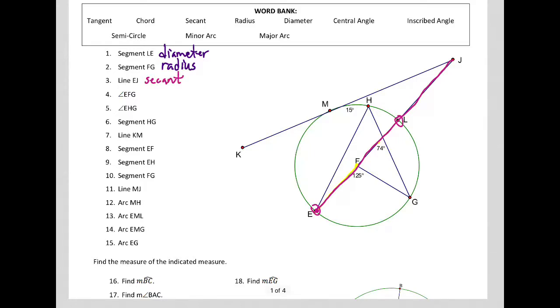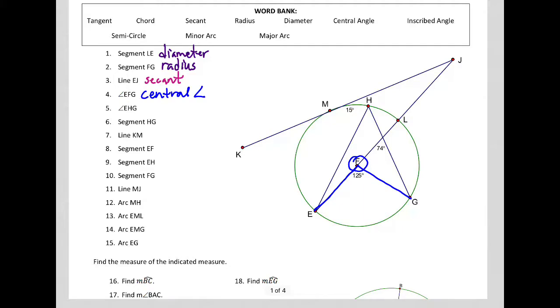Now it looks like we're talking about angles, so let me erase some of this. So now we're looking at angle EFG, so you must go in that order, E to F to G. Notice the vertex is at the center, so that's a central angle. Use an angle mark there.